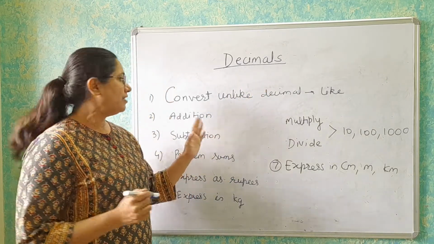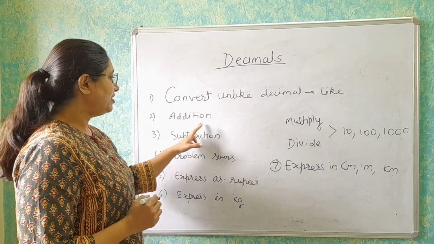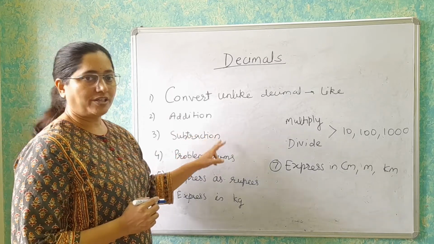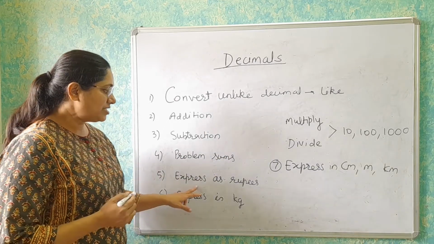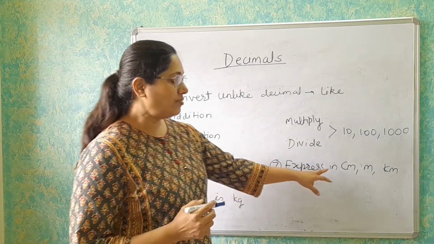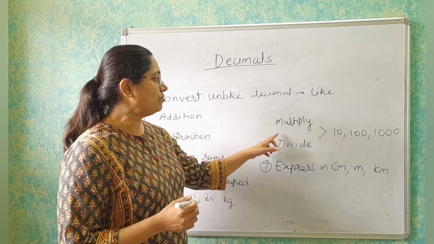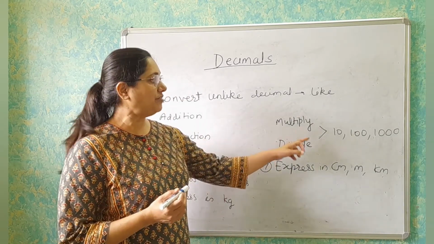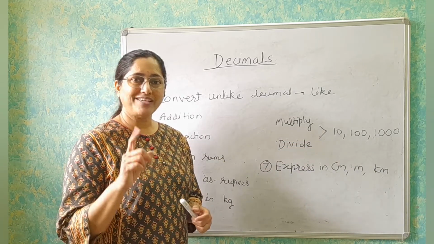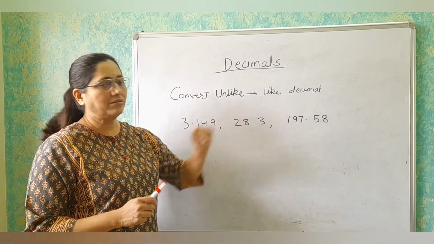Let's start with the second part of decimals. In this video, I will explain how to convert unlike decimals into like decimals, then addition of decimals, subtraction of decimals, problem sums related to addition and subtraction, and also how to express as rupees, express in kilograms, and express millimeter in centimeter, meter and kilometer. I will also explain how to multiply and divide a decimal number with 10, 100 or 1000. So this video is going to be very useful for you. Keep watching.